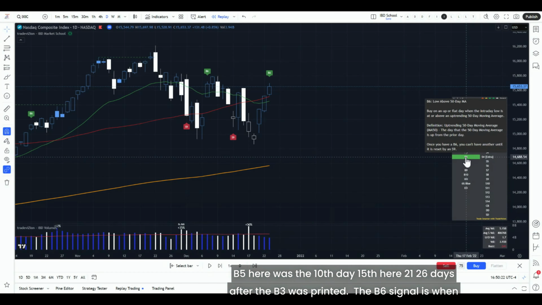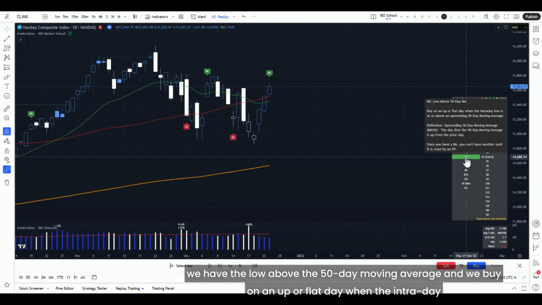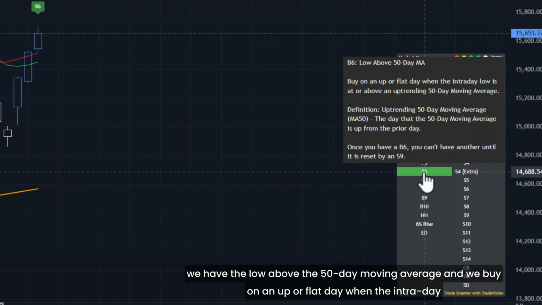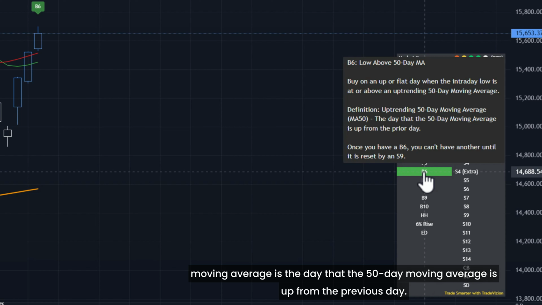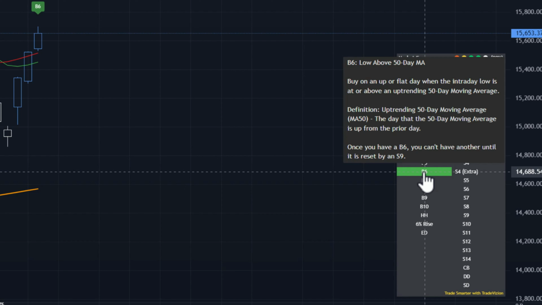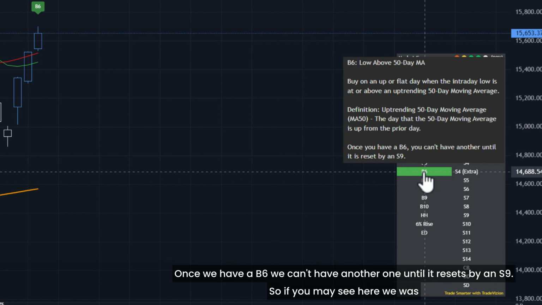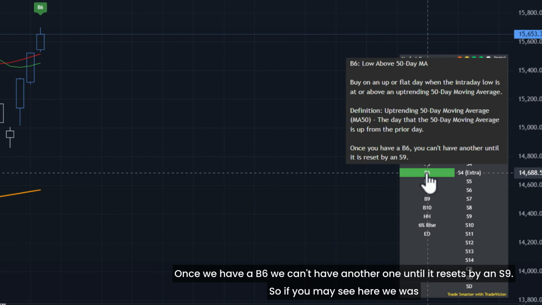The B6 signal is when we have the low above the 50-day moving average and we buy on an up or flat day when the intraday low is at or above the up trading 50-day moving average. The definition for up trading 50-day moving average is the day that the 50-day moving average is up from the previous day. Once we have a B6, we can have another one until it resets by an S9.